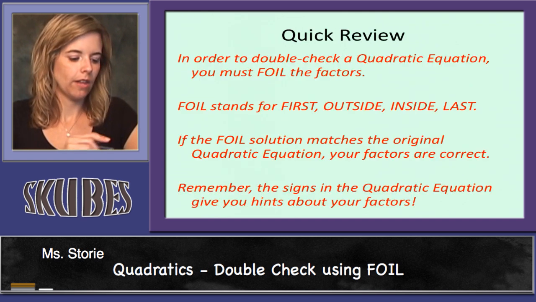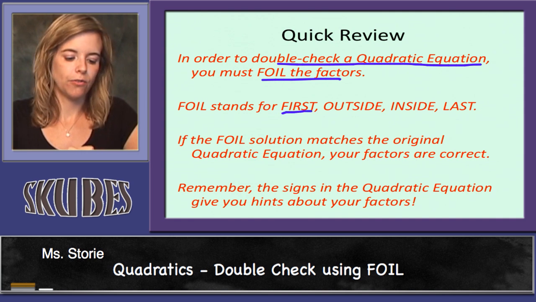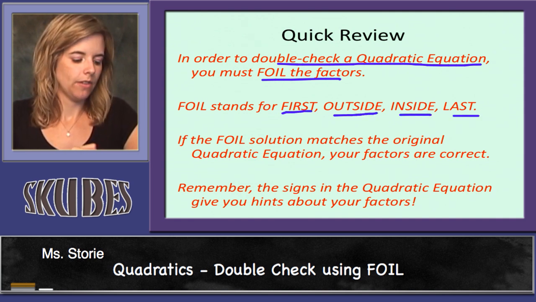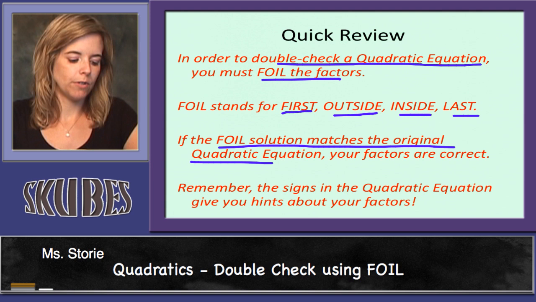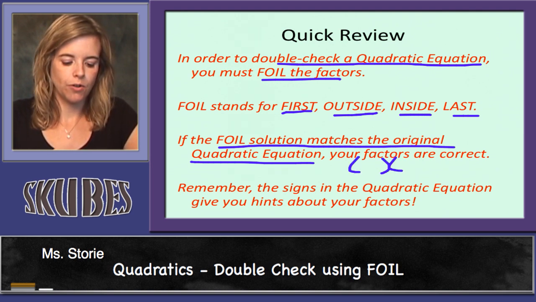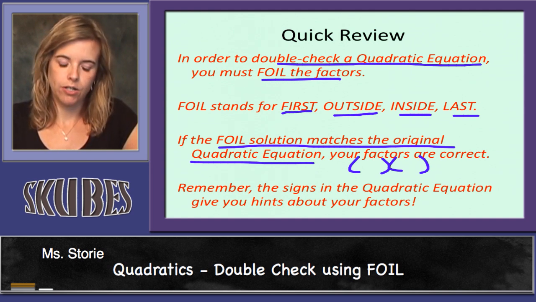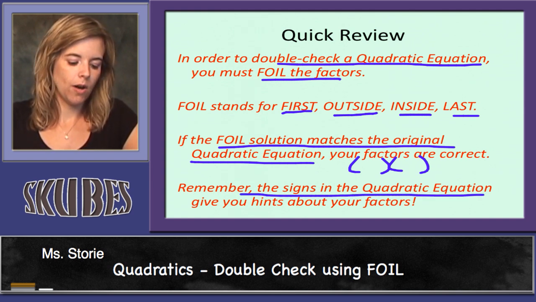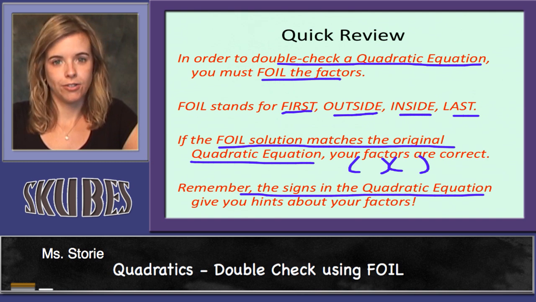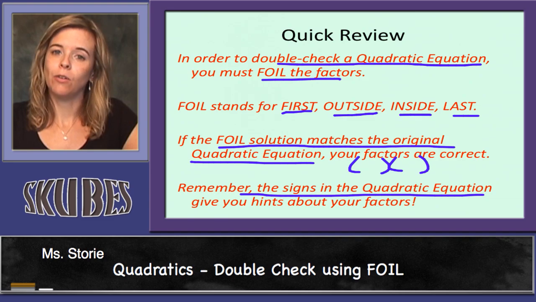So for a quick review, in order to double check a quadratic equation, you have to FOIL. FOIL is the first, outside, inside, and last. If the FOIL solution matches the original quadratic, your factors are correct. So your binomials that you were trying to FOIL, they're right if you can get back to your original quadratic equation. Remember, the signs in the quadratic equation give you hints about your factors. And that's it for our lesson on quadratics, double checking with FOIL.